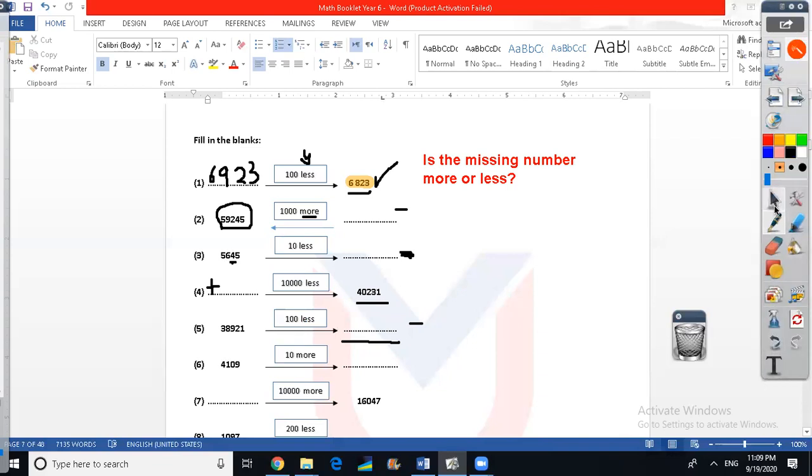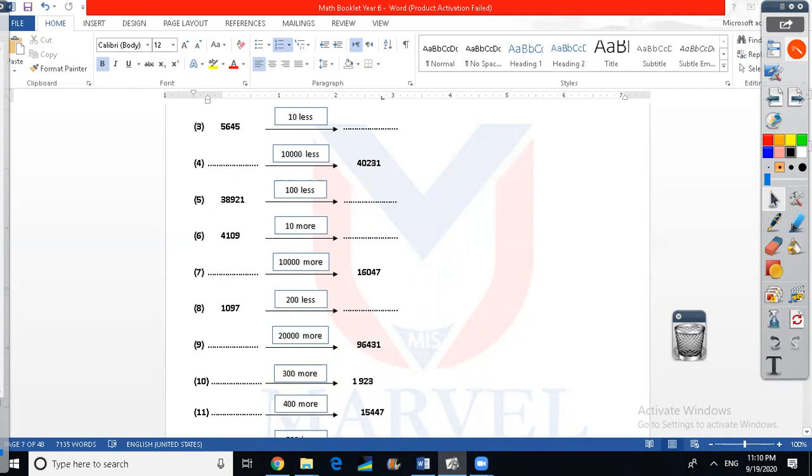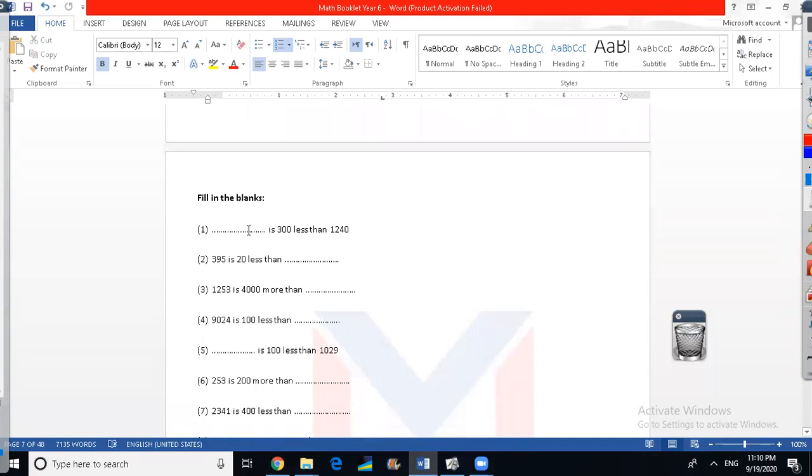Let's move to the second part here. It's exactly the same thing, but without any arrows. It's just using the verb to be, which is "is." It says here that the missing number is less. Then we're going to subtract. Look at this, it's English now. It says the missing number is less. So the missing is less, is smaller, then we're going to subtract: 1,240 minus 300.